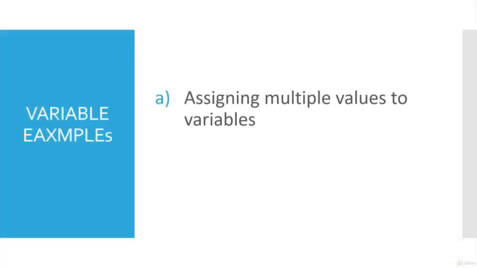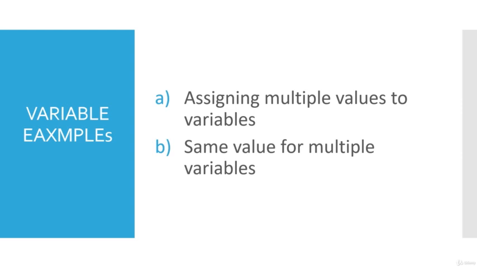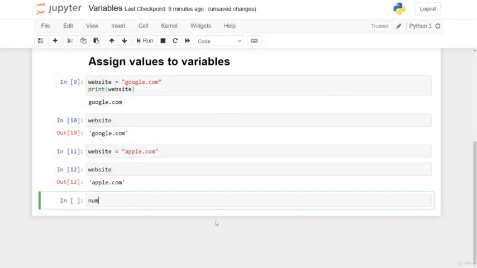In this lesson, I'll show you how to assign multiple values to multiple variables. Actually, it's possible to assign multiple values to multiple variables in a single line, in order, separated using commas. Let's see this in action.